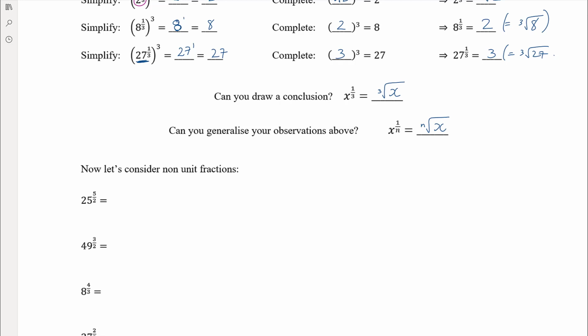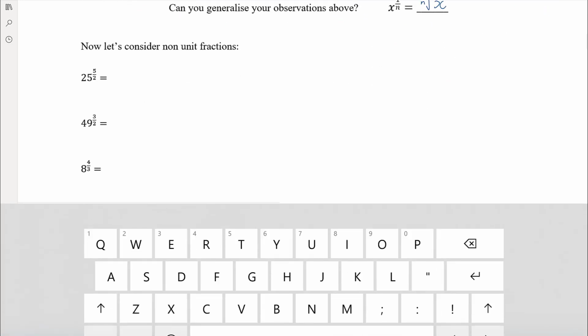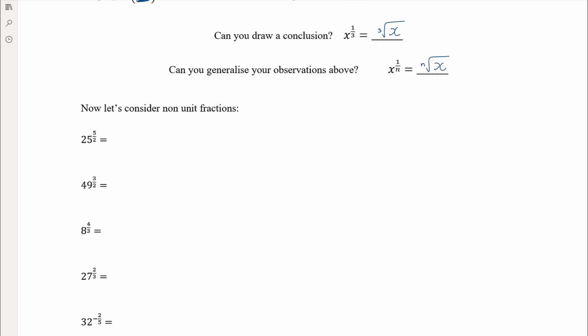Okay, let's think about non-unit fractions. So if we had, rather than just 1/3 or 1/2 or 1/4, 5 halves in this case, 5 on 2, we want to be able to think about this as 2 separate powers. We know that 5 on 2 is 1/2 times 5. We multiply powers when we are applying them one after the other like this. And we now know that 25 to the power of a half is the square root of 25. So we actually have 5 to the power of 5. Whatever that is. 5 cubed is 125, 625.